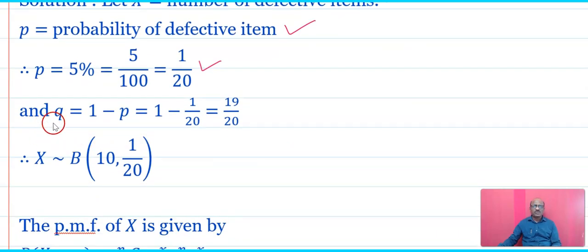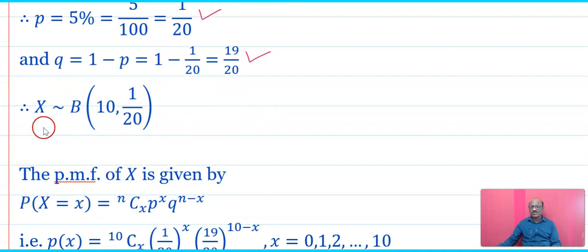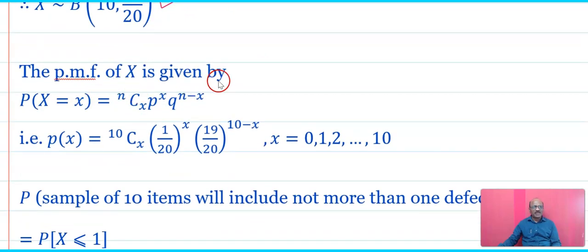What is the value of Q? Q is 1 minus P. That is 1 minus 1 upon 20. It's 19 upon 20. And therefore, X follows the binomial distribution with n and P, 10 and 1 upon 20. The PMF of capital X is given by P of capital X equals nCx, P raised to x, Q raised to n minus x. And therefore, P of x is equal to 10Cx, 1 upon 20 raised to x, 19 upon 20 bracket raised to 10 minus x. And the values of x are 0, 1, 2, 3 up to 10.